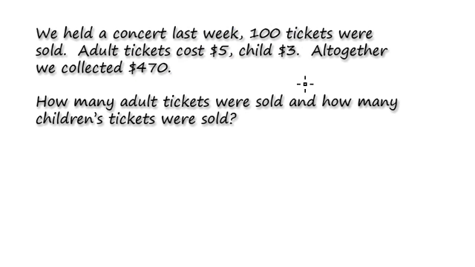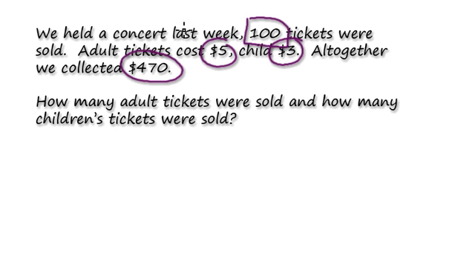So with word problems, sometimes you've got to read it again, and somehow translate it into equations. So for example, let's try and extract important points from the word question. 100 tickets were sold. Adult tickets cost $5. A child's ticket would cost $3. Altogether we collected $470. Now you probably have to read this again and again.